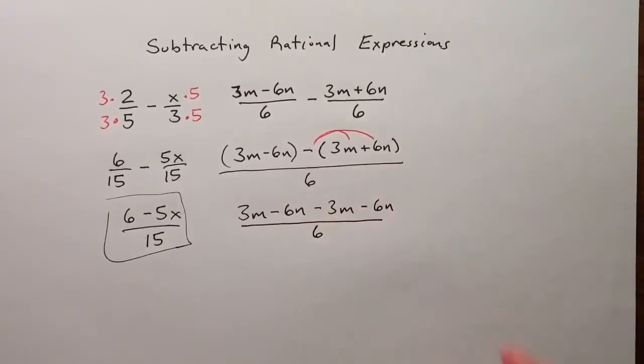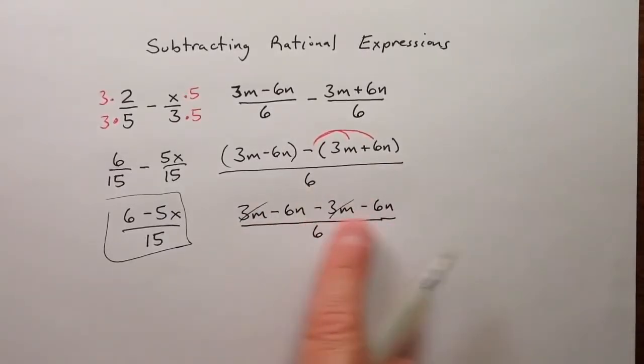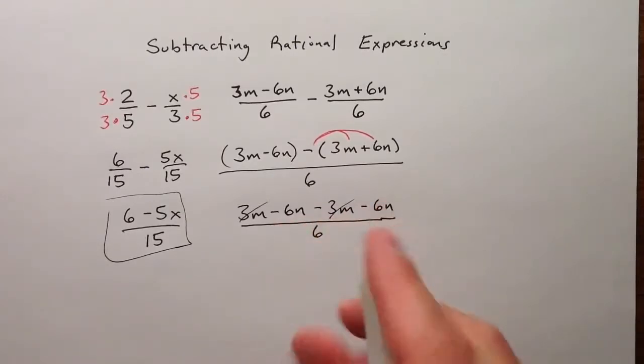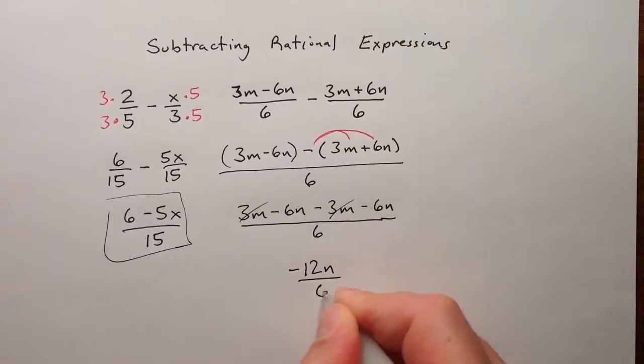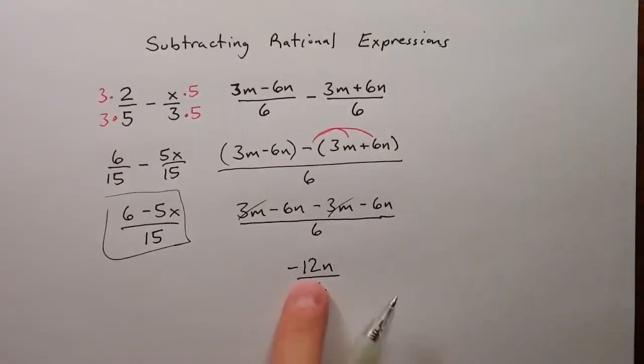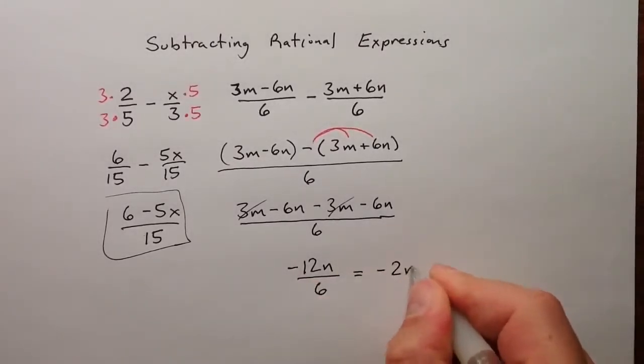So now putting those together, the 3m's cancel because I have a positive 3m and a negative 3m, but the 6n's are both negative. So that becomes negative 12n divided by 6, and since 6 is a common factor of both negative 12 and itself, this would simplify to just be negative 2n.